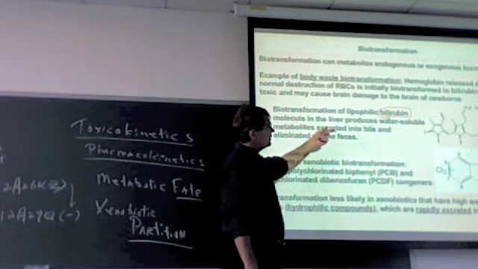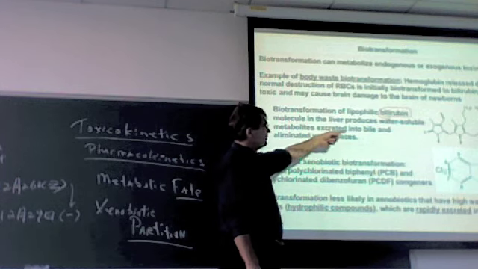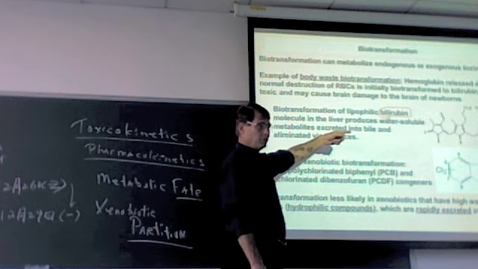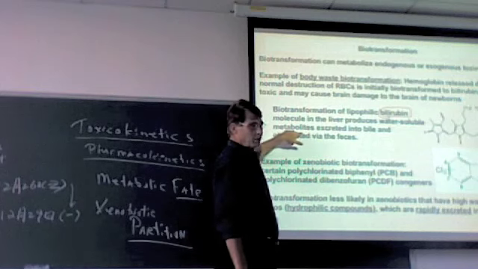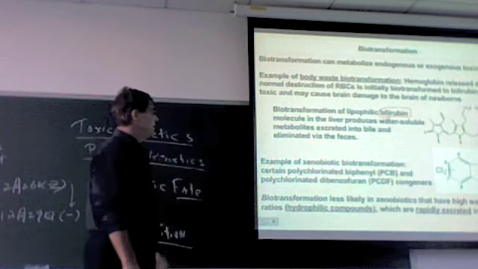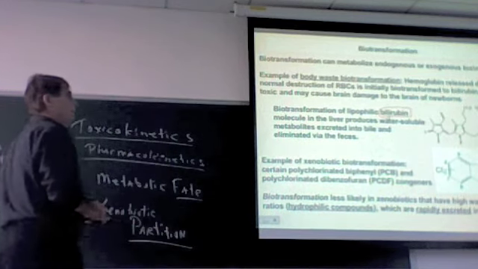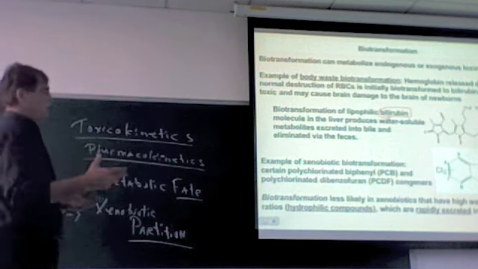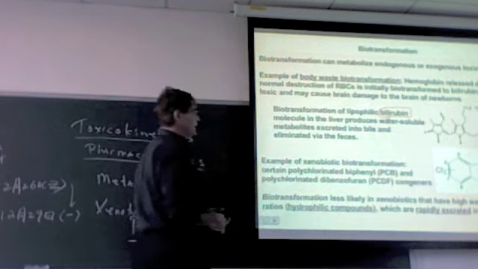So we want to get rid of this stuff. It's toxic, and so we'll make this toxic bilirubin created naturally inside the body into a water-soluble metabolite. So it's excreted into the bile, eliminated in the feces. Here's an exobiotic transformation. The biotransformation can do, this is an example of endogenous and exogenous.